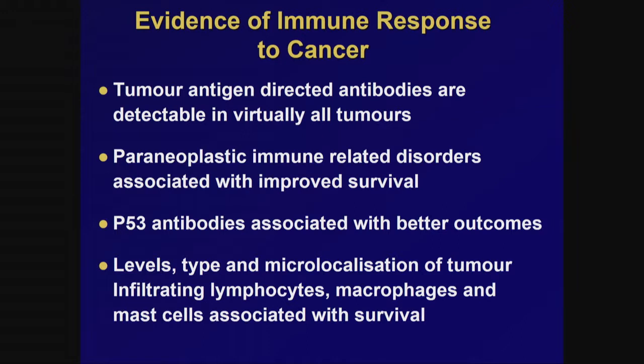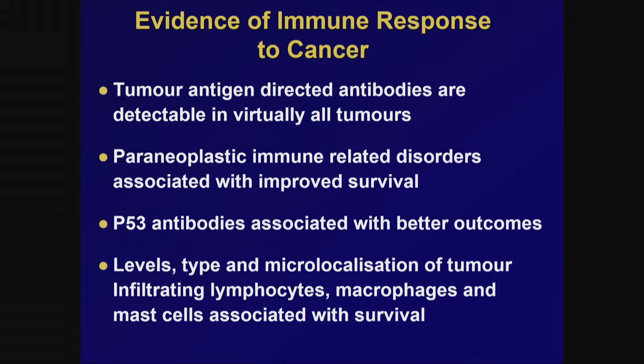So essentially, do we have an immune response to cancer? Some people think we don't, but in fact, the reality is that every patient's cancer has an effective immune response against it. It just doesn't work very well. So it's a real immune response. Tumour antigen-directed antibodies are detectable in virtually all cancers. Paraneoplastic immune-related disorders, for example, are associated with improved survival. So we know if you've got an activated immune response, it may actually be working to some extent, but it's not good enough to clear the tumour on its own.